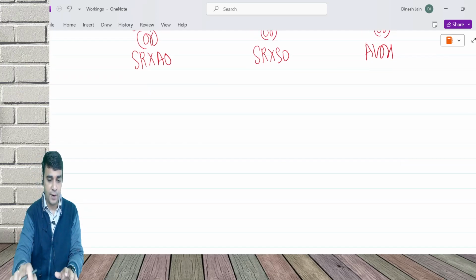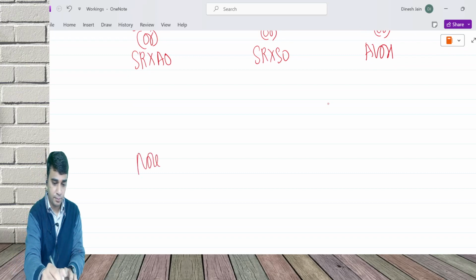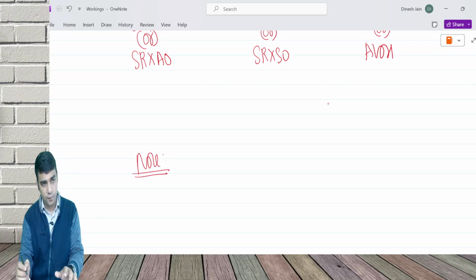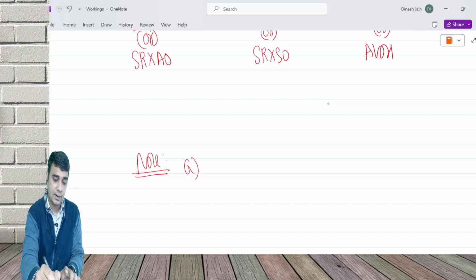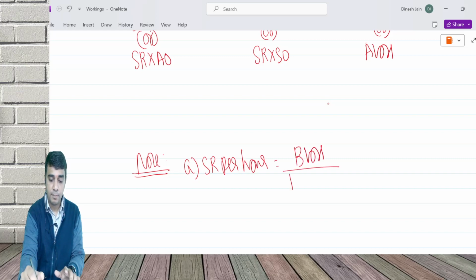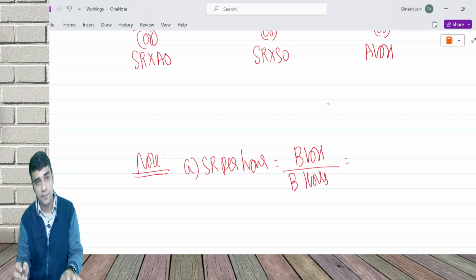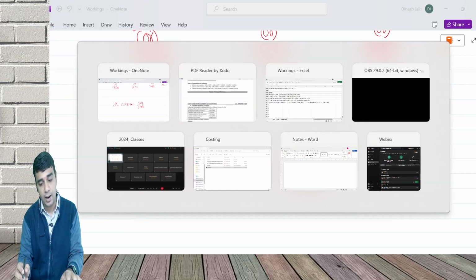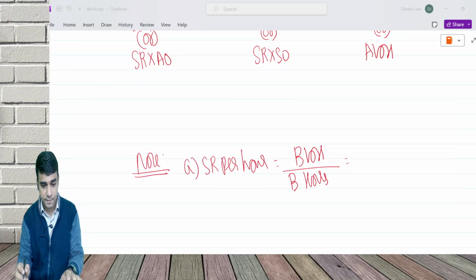Leave some 4-5 lines gap. Note, in any problem on variable overhead, first always try to calculate SR, and two types of SR, both you will have to calculate. So point number one, SR per hour is equal to budgeted variable overhead by budgeted hours. Look at the question if you have this data. Do we have this information?